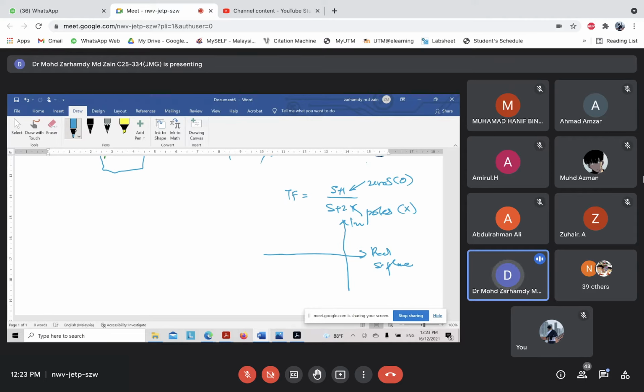If you can see here, the zero is at -1, around here, symbol O. This one is -2, around here, the symbol is X. That means our points are located in the left hand plane. Means what? Means our system is in the stable region.